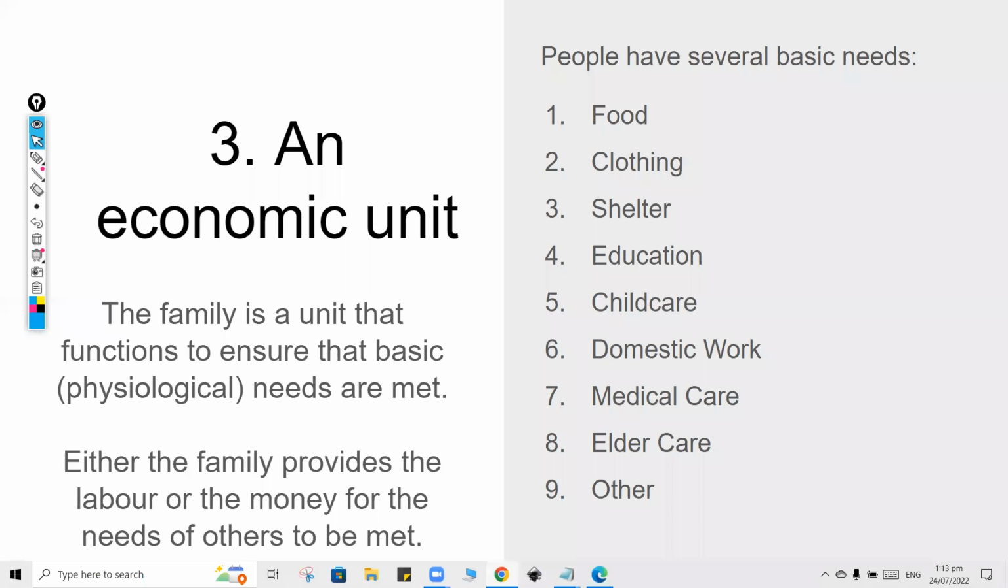If it's a child and they are a toddler, then they probably can't. But if it's a child and they're like 12, they might be able to help with the housework, or 8, they might be able to help with the housework, right? Or if they're 16, they might be able to help with childcare or elder care, right? All right, so I'm looking on the left-hand side now, either the family provides the labor or the money for the needs of everybody, the others included, to be met, right?